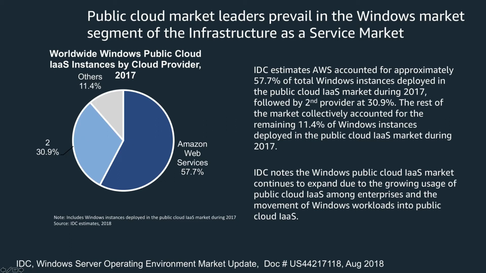And then if you see, the second largest provider is far behind at 30.9%, and the rest of the market collectively accounted for the remaining 11.4% of Windows instances deployed in the public cloud. So these are really significant numbers when it comes to showcasing the ability that AWS as a platform provides to our customers in terms of running the most secure, highly scalable, highly durable, available platform running the Microsoft workload.